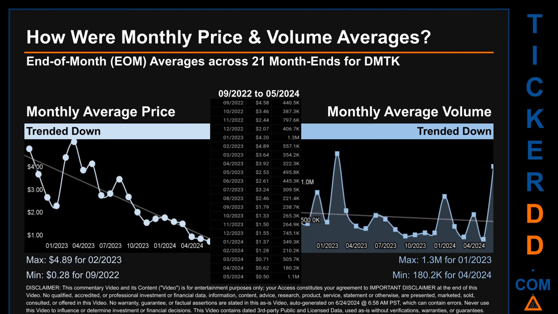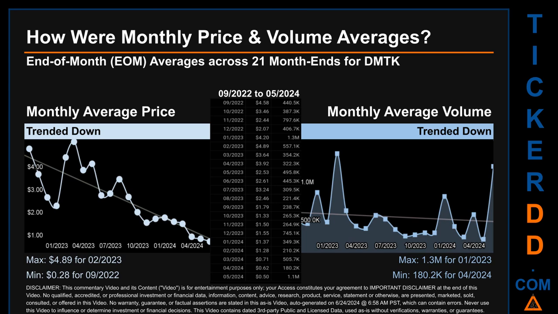How were price and volume averages for DMTK? Across 446 trading days, there were a total of 21 month ends, of which monthly averages for daily price and volume were calculated. Overall, monthly price average trended down while monthly volume average trended down.